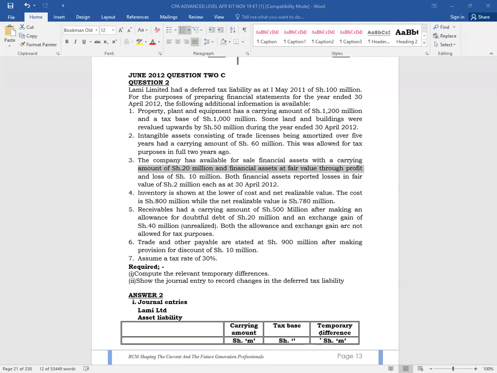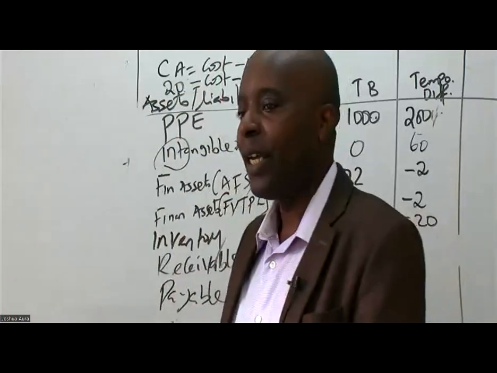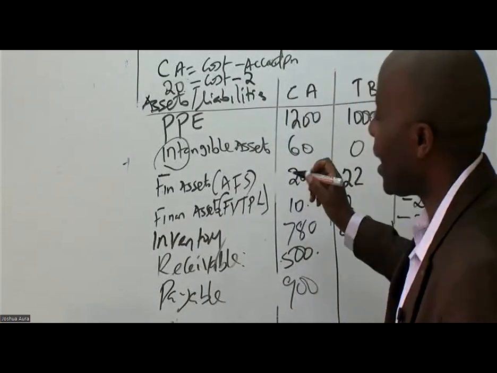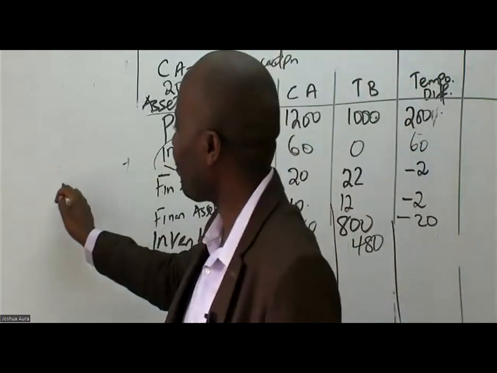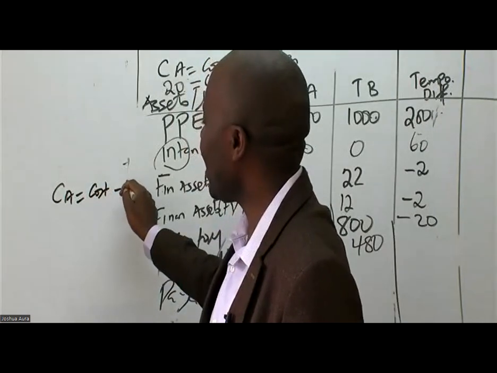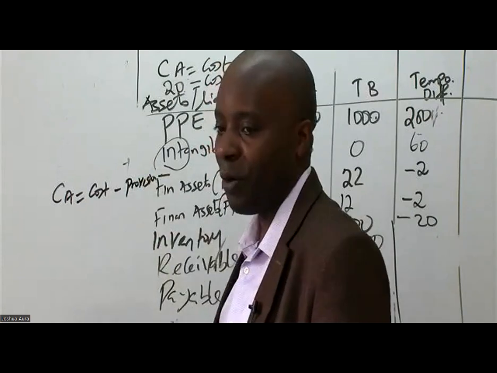So of course I can do this very fast without writing very many formulas, but just to show you what happens, how do they get this carrying amount? For them to have gotten this carrying amount, this is what they did. They took the cost minus, in this case here, the provision, that loss which was being provided for.